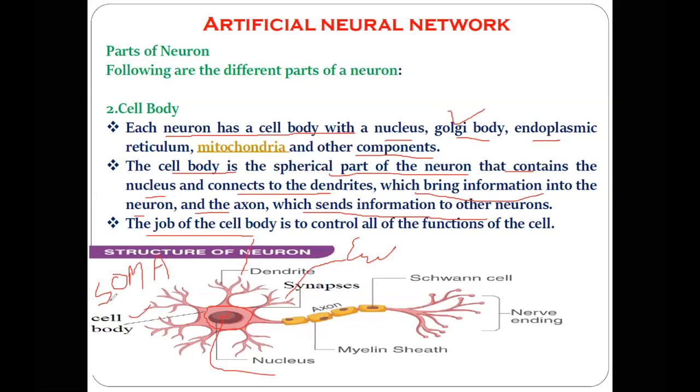It is also called the soma cells. So this is the cell body, where you can see that all other components are connected to the cell body: dendrites, synapses, axons, nucleus, etc. So who does the work of controlling all these other components?